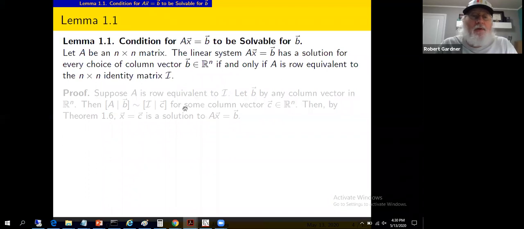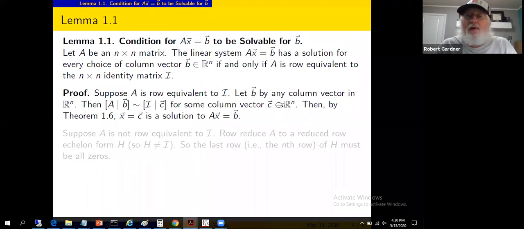Okay, so it's an if and only if result. We have to go in a couple of different directions. First, suppose A is row equivalent to the identity. Let B be any column vector in Rn. We're trying to show AX equals B has a solution for every column vector B in Rn. Okay, we'll consider A augmented with B.